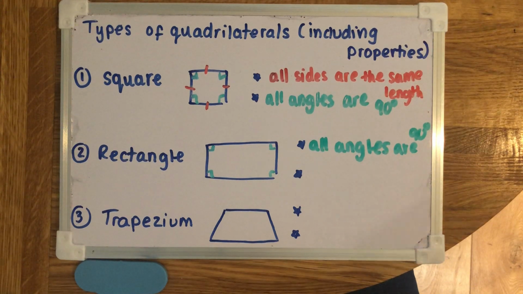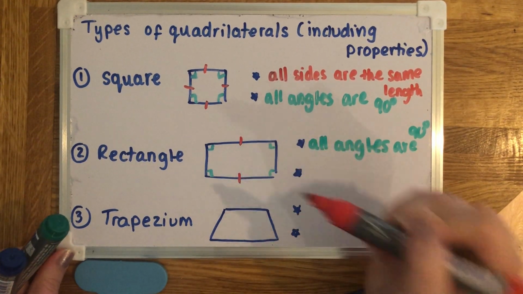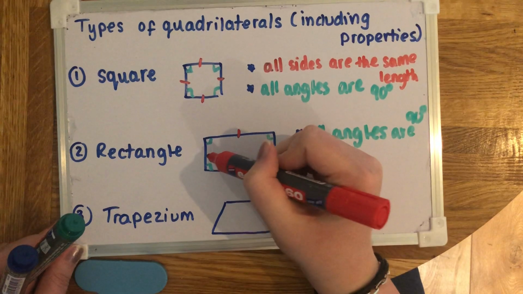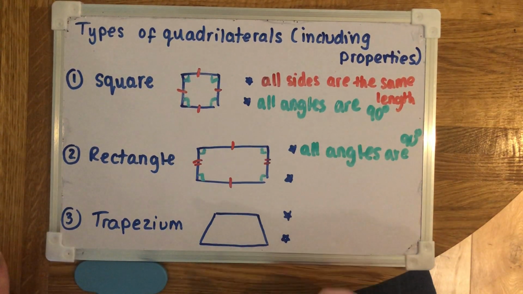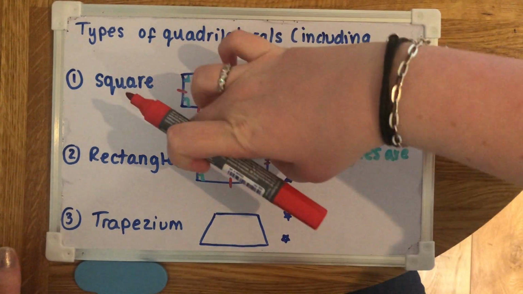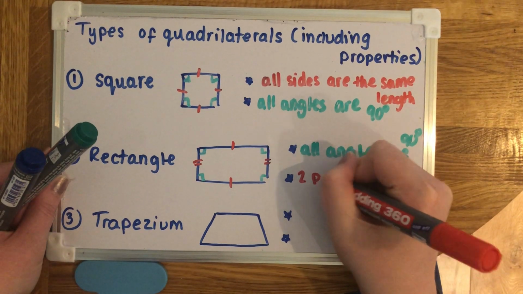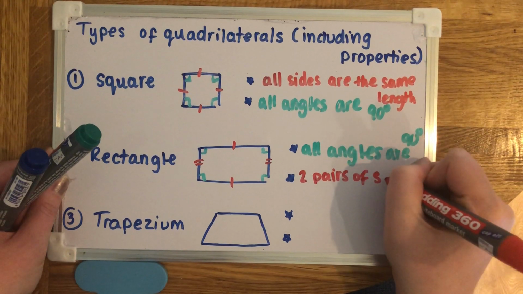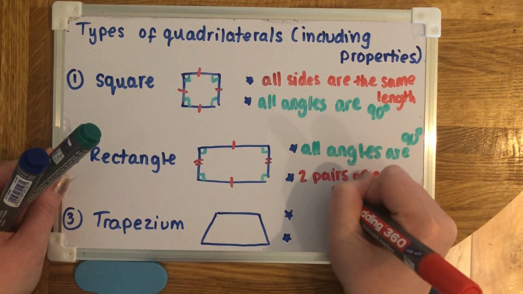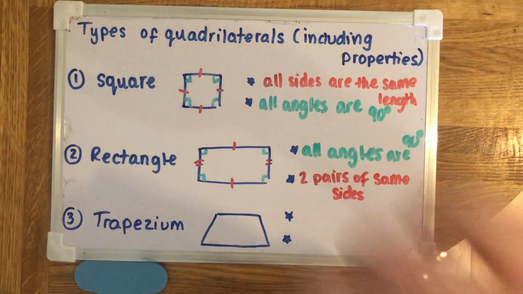Now with this one, obviously it's not a square, so the sides aren't all going to be the same, but the opposite ones are the same. So this side here is the same as that side there, and this side here is the same as that side there. So what I've done is I've put two lines on those ones, so it just means that those two are the same and then those two are the same. So it has two pairs of the same sides. That just means that pairs of sides, you've got one pair there and one pair there, that are both the same length.